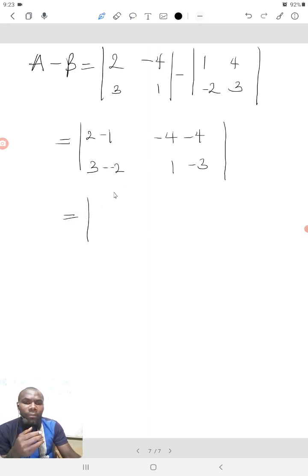Therefore, you have 1 minus 4 to minus will give you minus 8. This will give you plus 5. This will give you minus 2. So that is how to find A minus B. Under the order of 2 by 2 matrix, the same principle is applicable to 3 by 3, 4 by 4, and infinity.